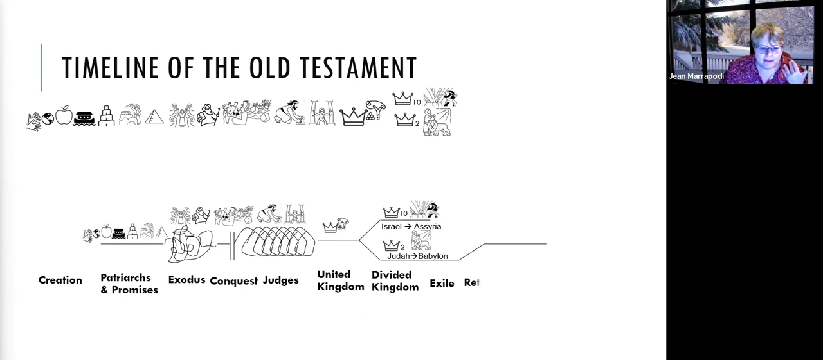Now, during this time in the return, when they get back to Jerusalem, Jerusalem is a mess because, of course, it's been a conquered city and a few people had still been living there, but it was a mess and they have to rebuild the city when they get there. And that's where our lesson that we've been having in church about Nehemiah comes in.